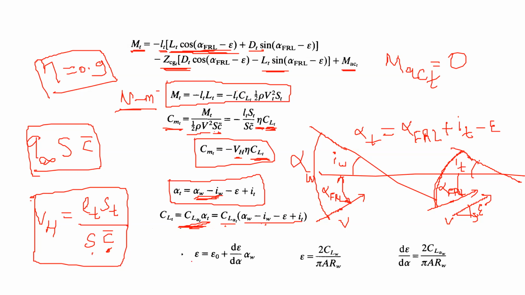So this epsilon number is computed like this: epsilon naught plus this derivative with respect to alpha of epsilon times the angle of attack at the wing. Remember, this is the angle of attack at the wing, because the wing is the component that is generating downwash.